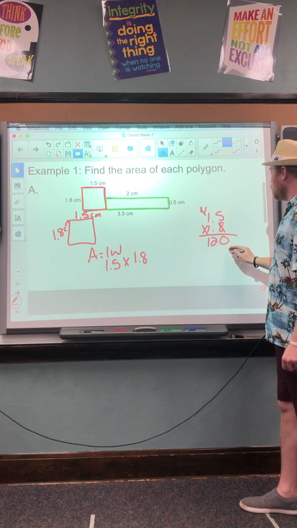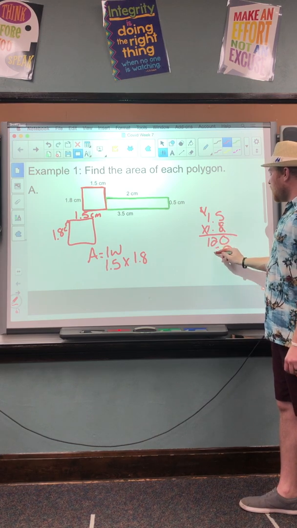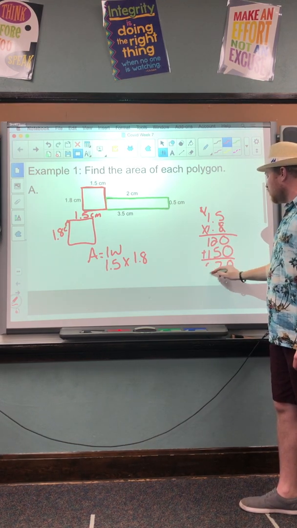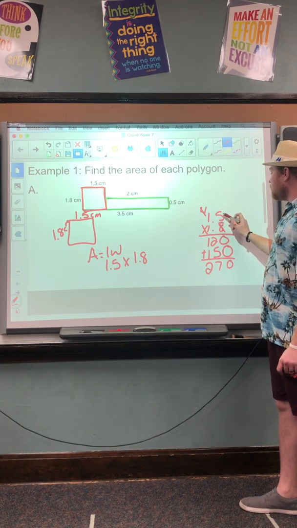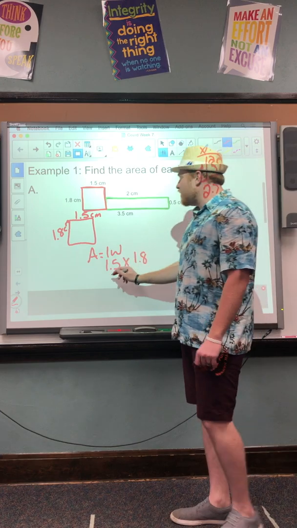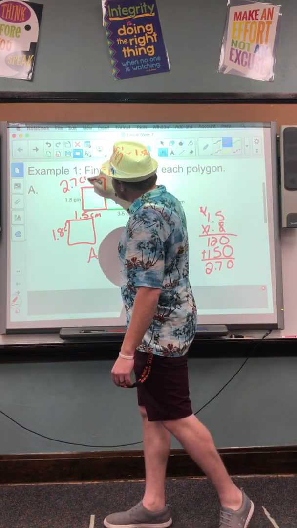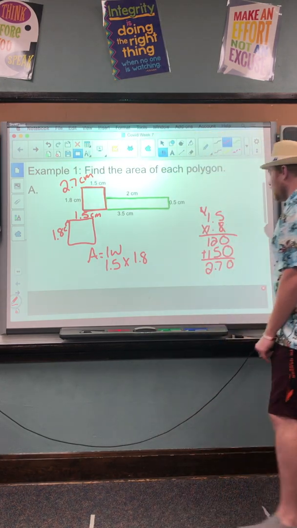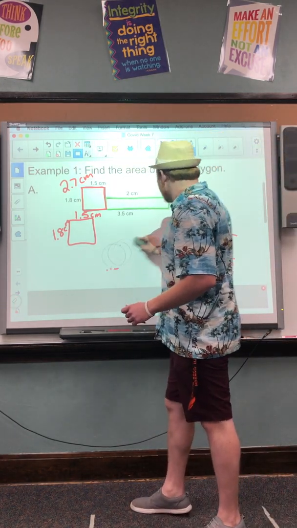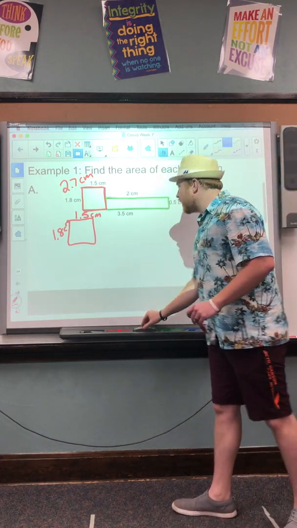Cross off what you've used. Bring down the 0. 1 times 5 is 5. 1 times 1 is 1. Add them, and you get 0, 7, 2. How many numbers are behind the decimal? 1, 2. So the area for the red part would be 2 7/10 centimeters. That would be it for the red portion of the irregular polygon.